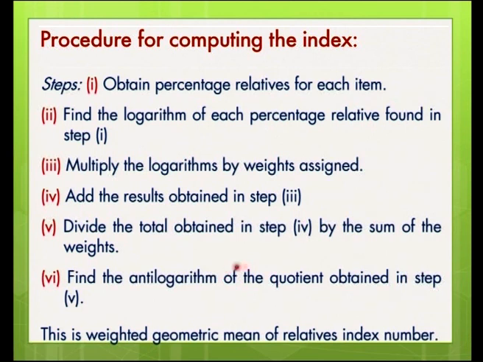Find the antilogarithm of the quotients obtained in step 5. This is the weighted geometric mean of relatives index number. Let us see how this has been calculated. The weighted average price relatives are calculated using the arithmetic mean method and the geometric mean method.